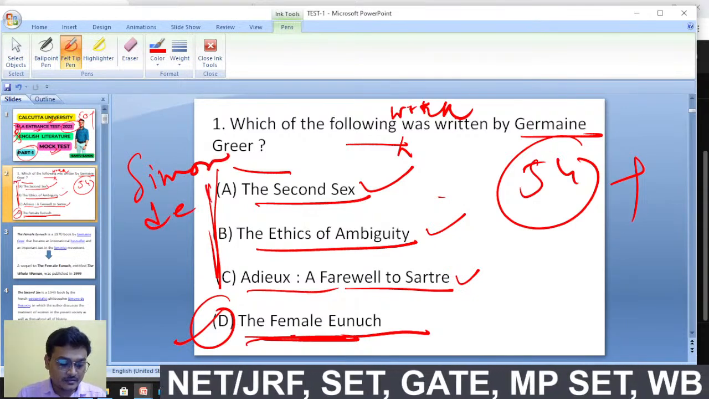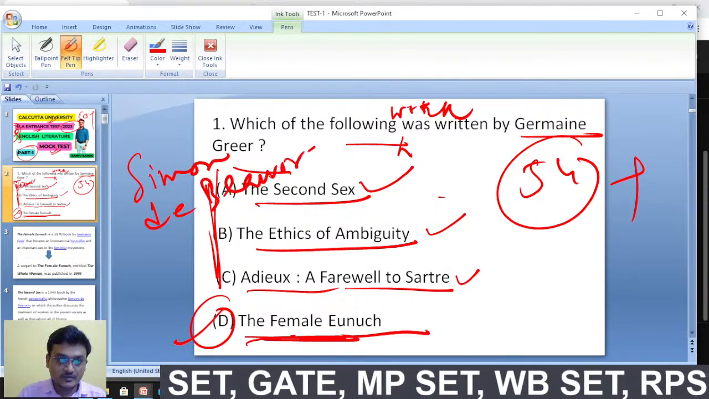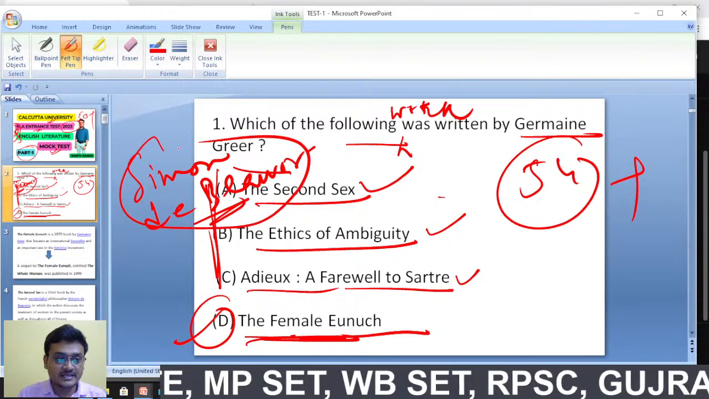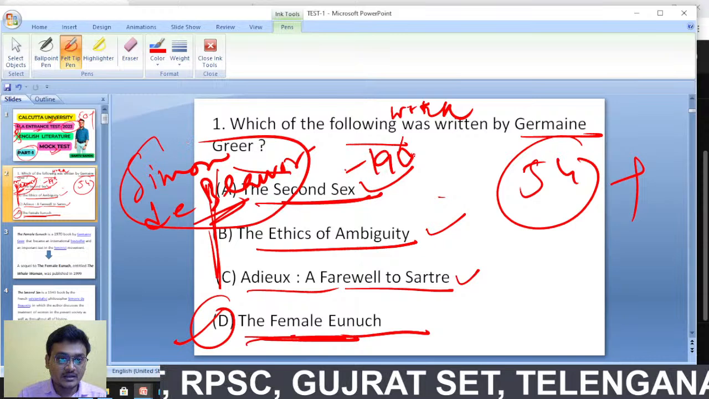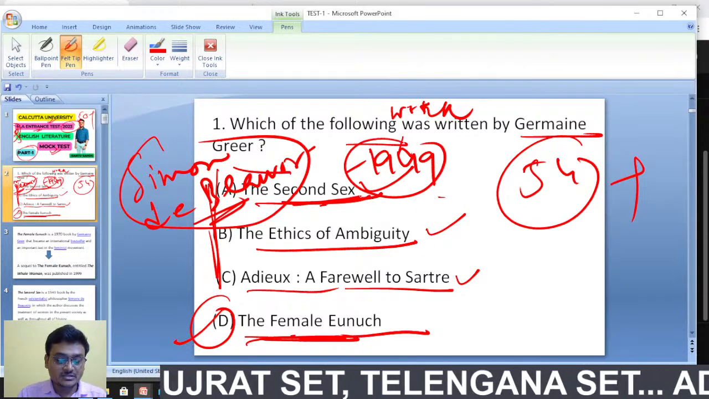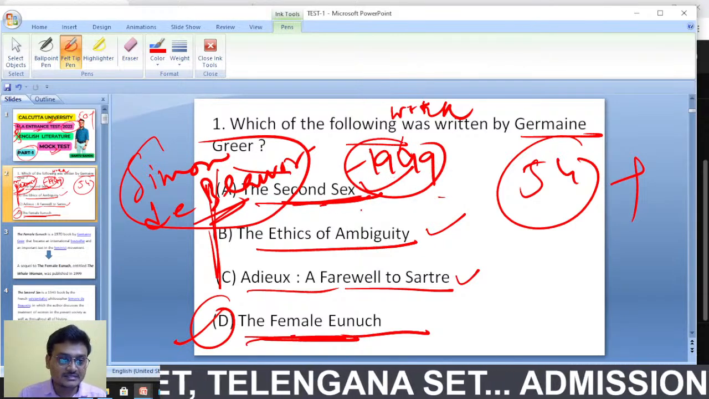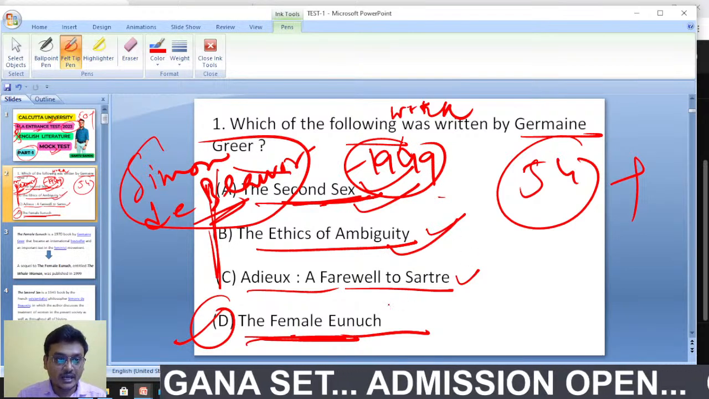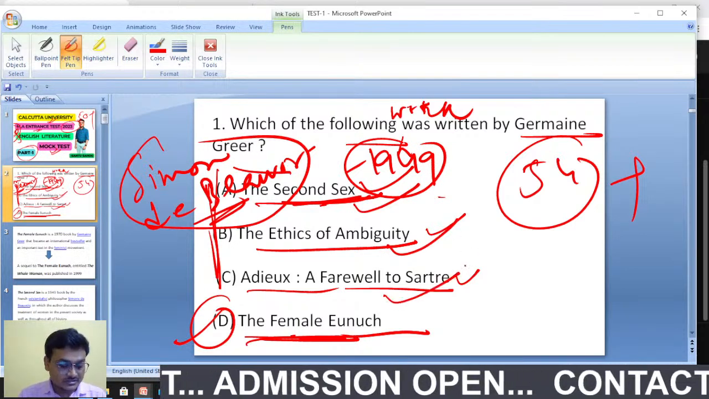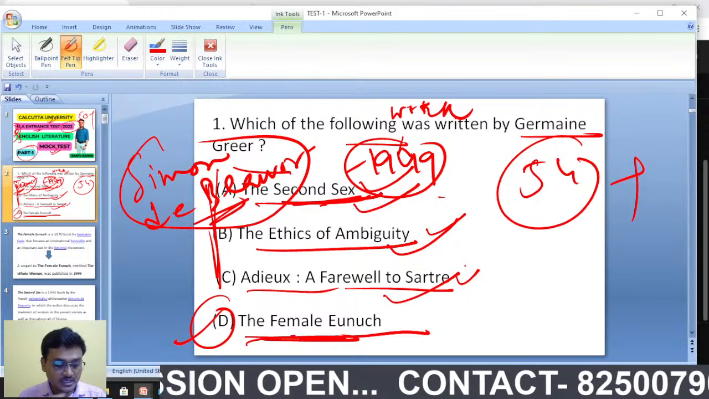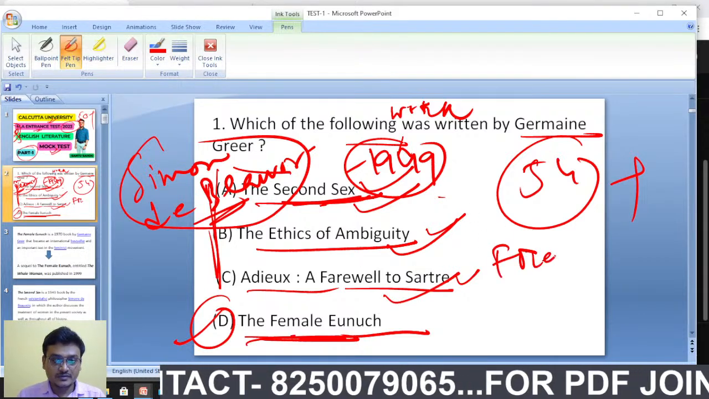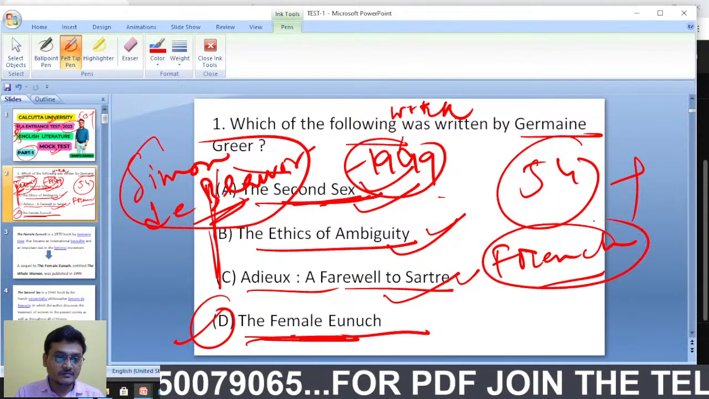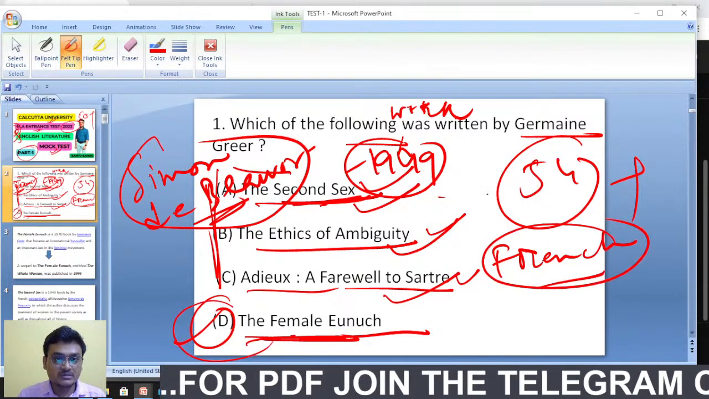Simone de Beauvoir has written The Second Sex, published in 1949, The Ethics of Ambiguity, and A Farewell to Jean-Paul Sartre. Simone de Beauvoir was a French existentialist philosopher. And The Female Eunuch is by Germaine Greer.